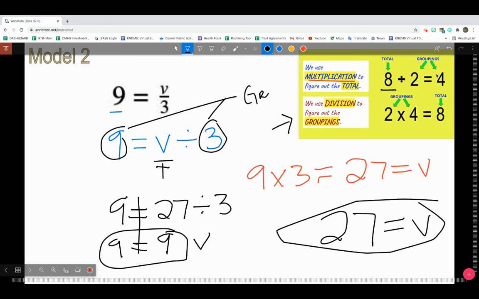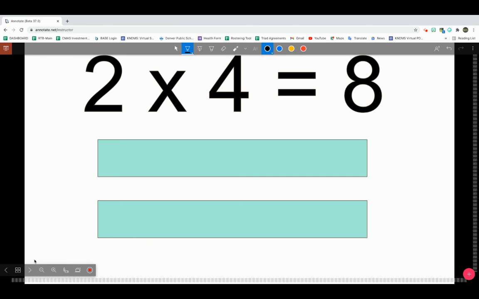Now that we have a good understanding of how to do the math, I want to show you how to use the bar model. Now, we have a simple multiplication equation here, 2 times 4 equals 8. The way the bar model works is that my top bar will always be my total.